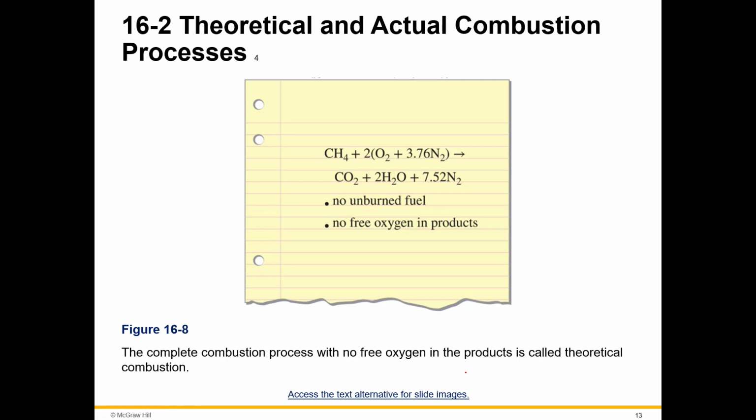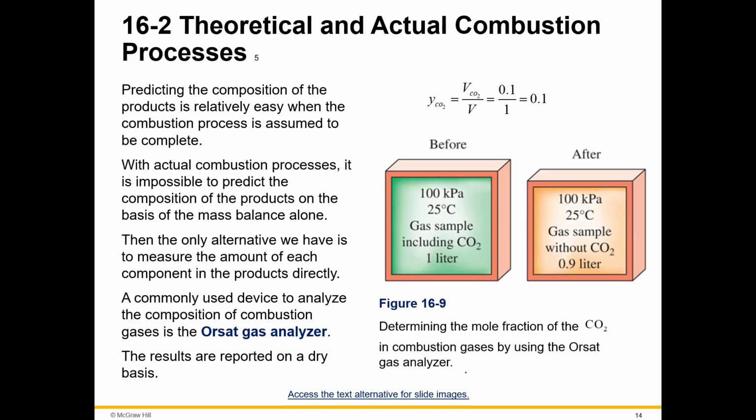The complete combustion process with no free oxygen in the products is called theoretical combustion. So that's saying that we've used everything. There's no free oxygen in the products. There's no unburned fuel. Everything is complete. It's the complete combustion process. It's theoretical combustion. Predicting the composition of the products is relatively easy when the combustion process is assumed to be complete, and that's because you can consume the max limits of everything, right?